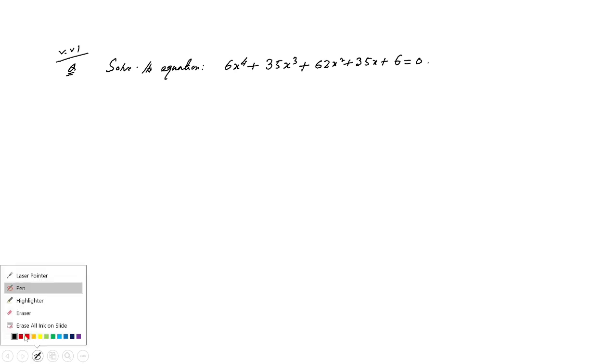So what is the problem? Solve the equation 6x to the power 4 plus 35x cube plus 62x square plus 35x plus 6 equals to 0. This problem is also important. Now how to solve? First you observe whether it is of standard type or not and even degree or not.